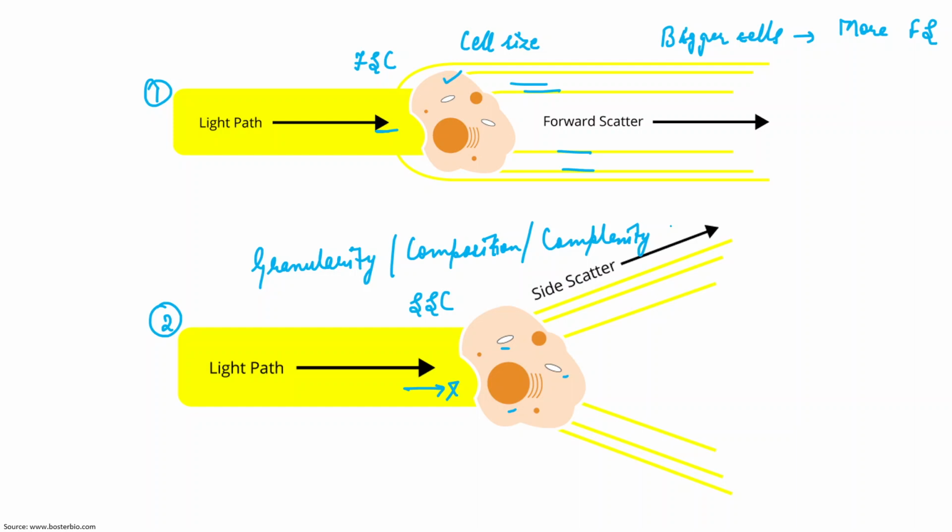So using the knowledge of the side scattering, we can know the complexity of the cell. Since each kind of cell will have a different complexity, using that information we can know, okay, this is this kind of cell.